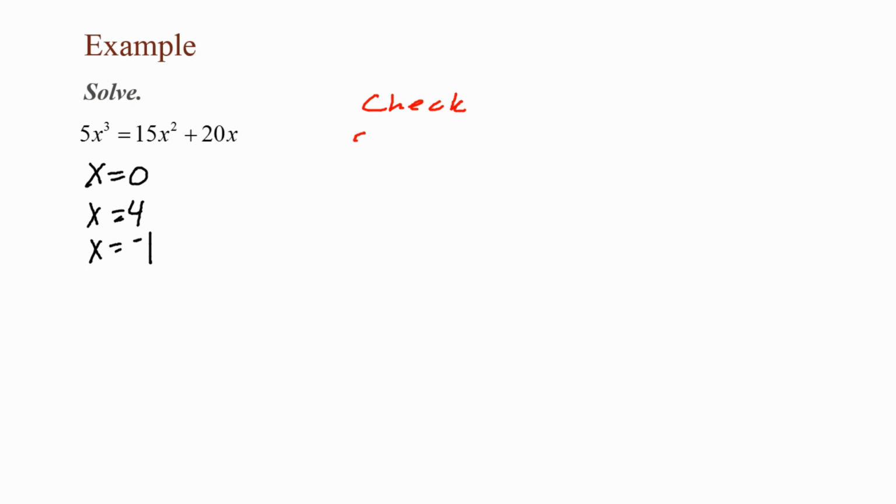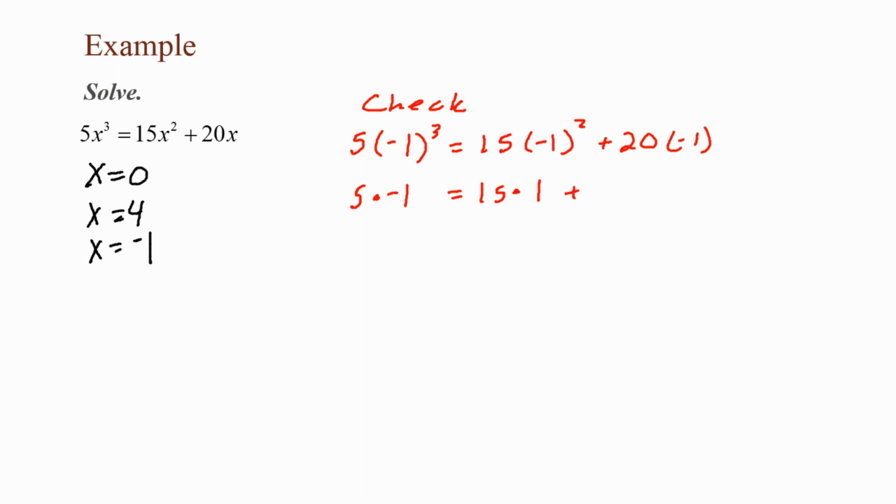Now checking negative 1, I have 5 times negative 1 to the third power equals 15 times negative 1 squared plus 20 times negative 1. Negative 1 to the third power is negative 1, so I have 5 times negative 1 equals 15 times negative 1 squared is 1, and then 20 times negative 1 is negative 20. 5 times negative 1 is negative 5 equals 15 times 1 is 15 plus negative 20. So negative 5 equals negative 5. So all three answers are correct.